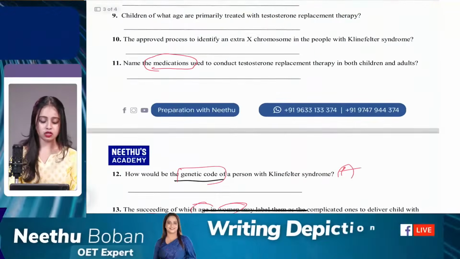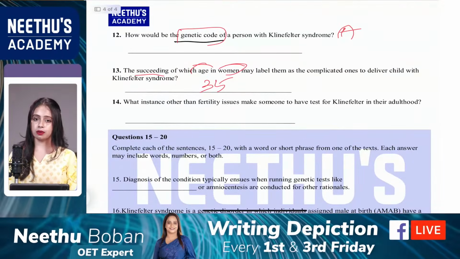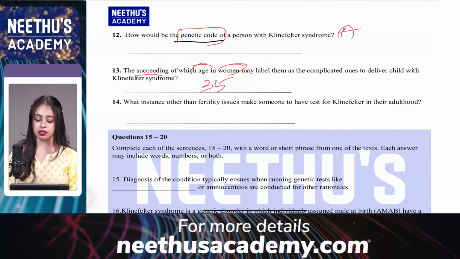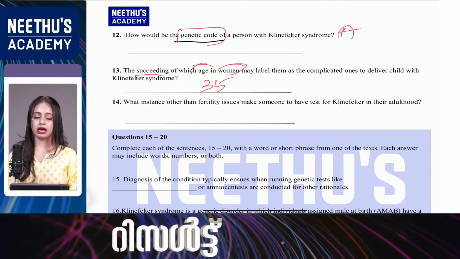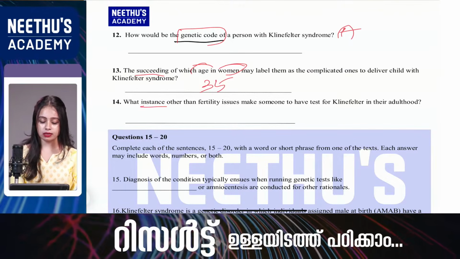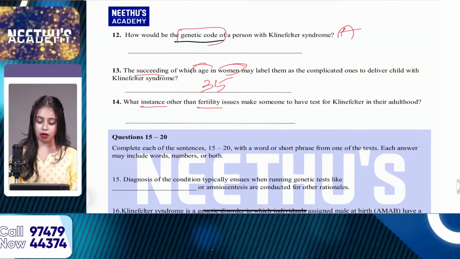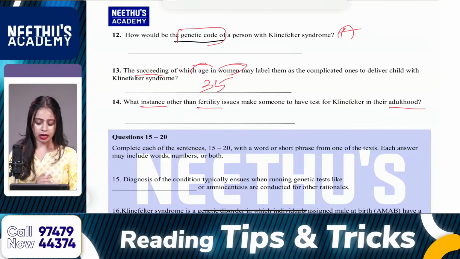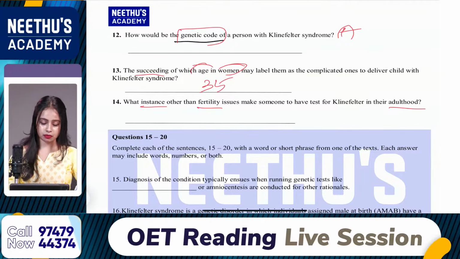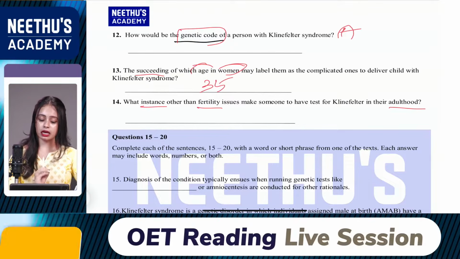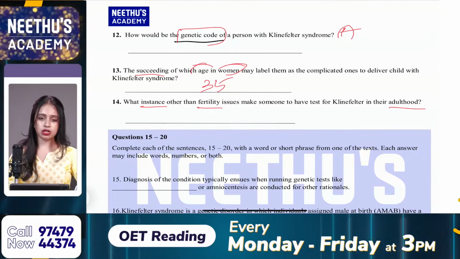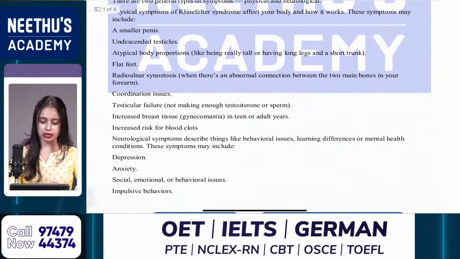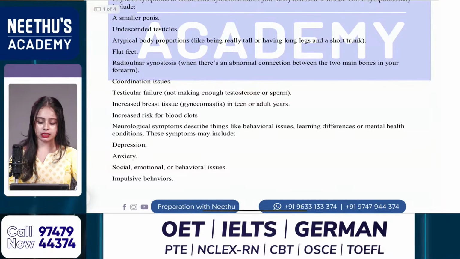So the last one from short answer questions, 14th: what instance other than fertility issues make someone to have the test for Klinefelter syndrome in their adulthood? So instance, fertility, and adulthood are my keywords from the 14th question. Any answers for that one? What is the other problem other than fertility issues? Other than fertility issues, which is mentioned here in text C.